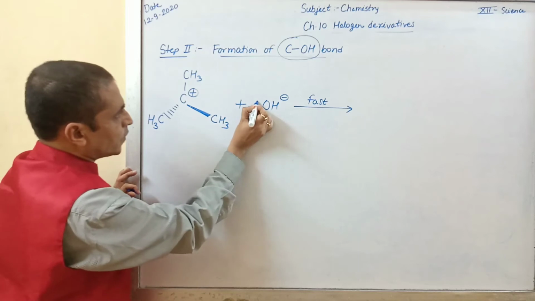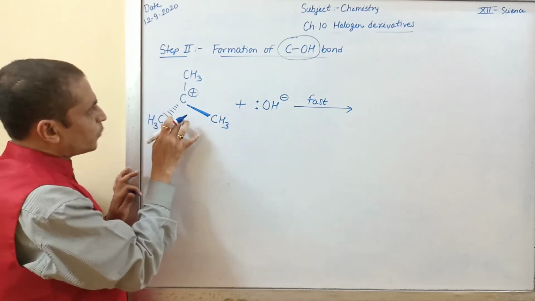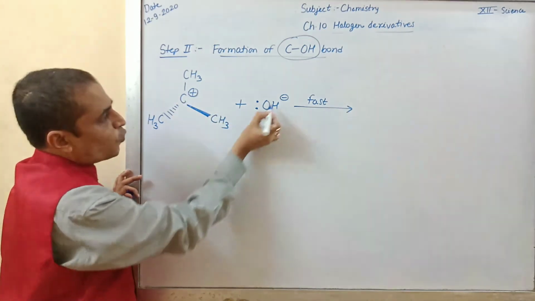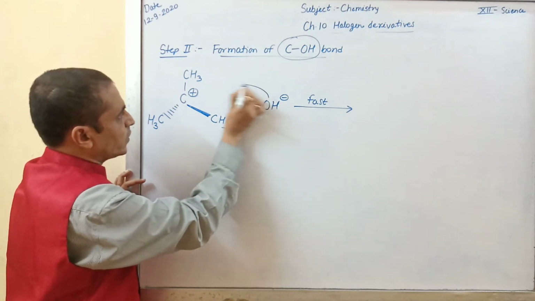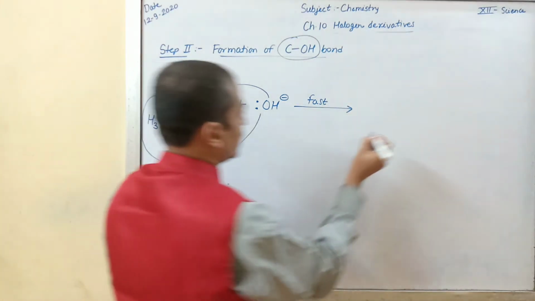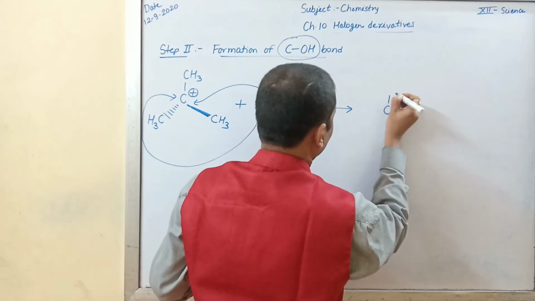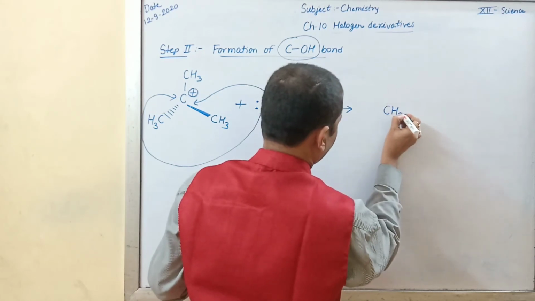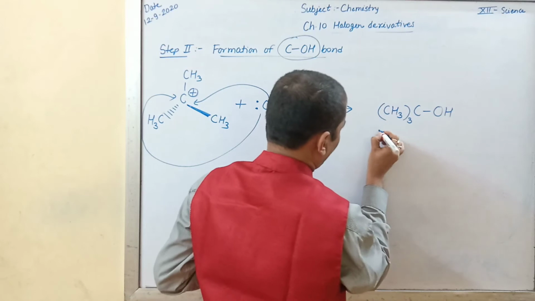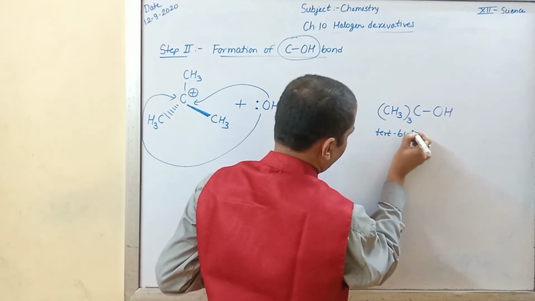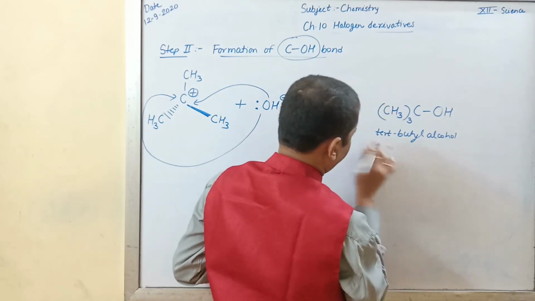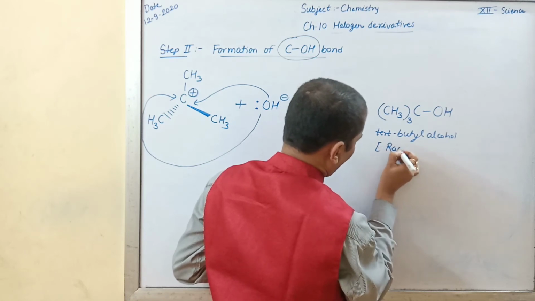So here you know that tertiary butyl carbonium ion is stable and it is having positive charge, and OH has negative charge. So OH can attack from front side as well as OH can attack from back side, and therefore you get (CH3)3COH, that is tertiary butyl alcohol, having racemization of configuration.